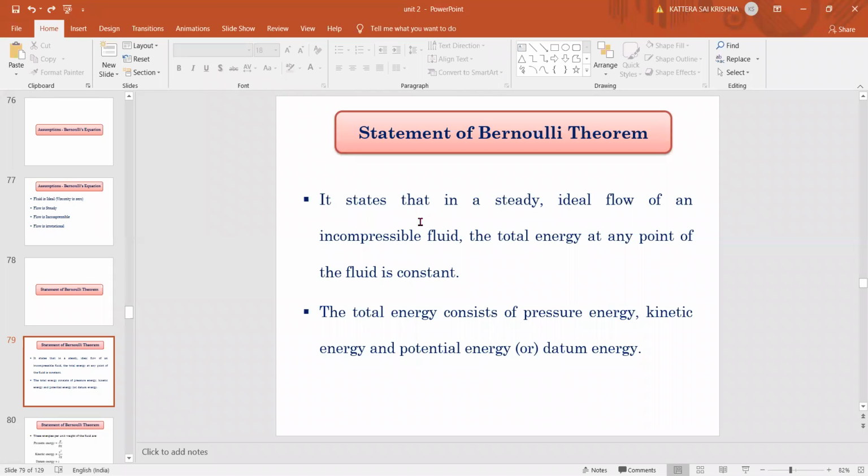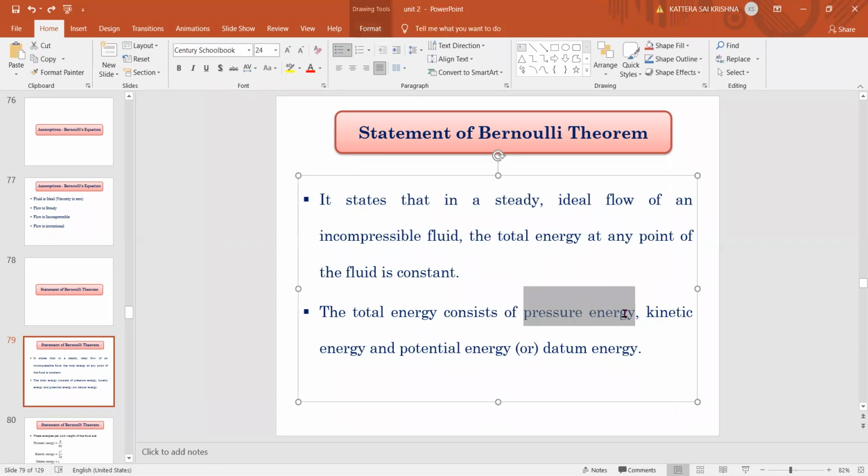It states that in a steady ideal flow of an incompressible fluid, the total energy at any point of the fluid is constant. This total energy is the three energies we have seen: pressure energy, kinetic energy, and potential energy or datum energy. Both are the same, potential energy or datum energy. The summation of all these energies is always constant in a flow. So in a steady ideal flow of an incompressible fluid, the total energy at any point of the fluid is constant.